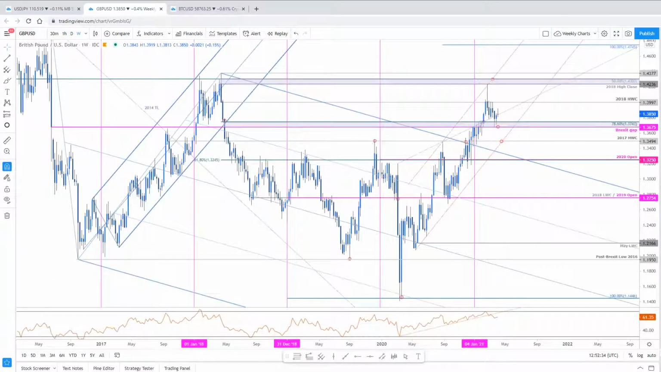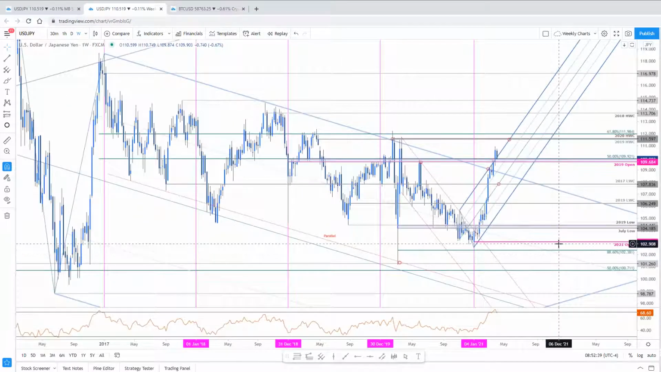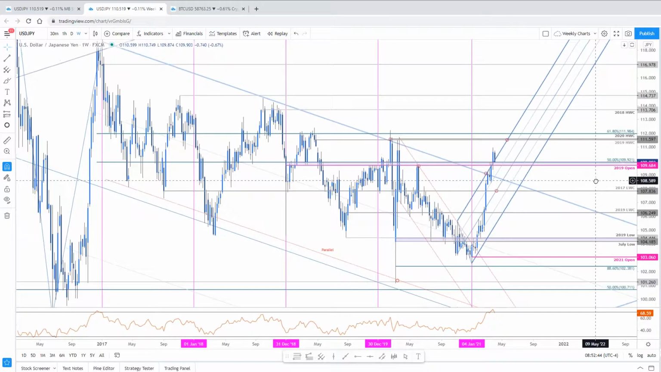Here's dollar yen on the weekly charts. I think this is the most telling chart and really the most striking threat in my mind to what's going on here.